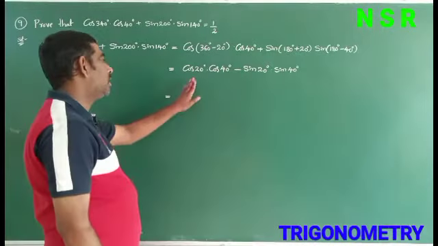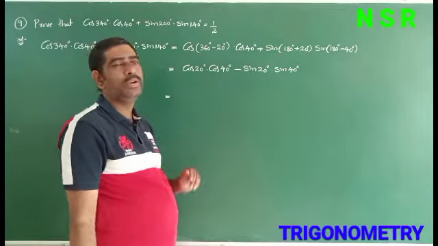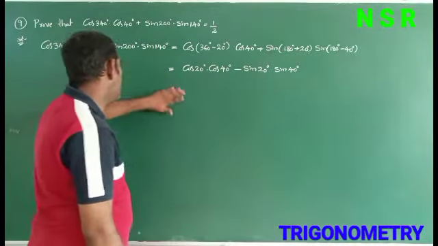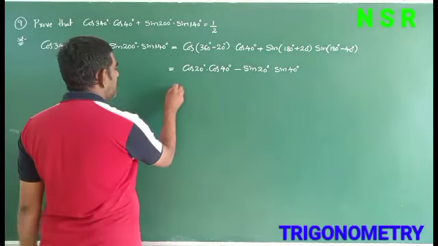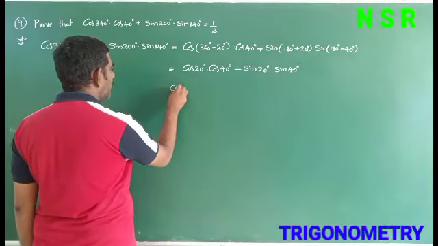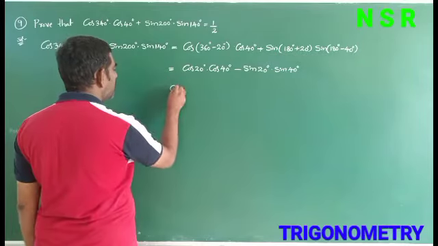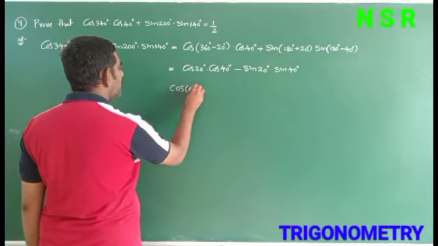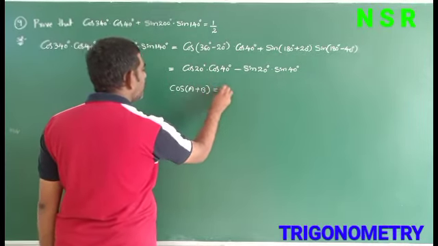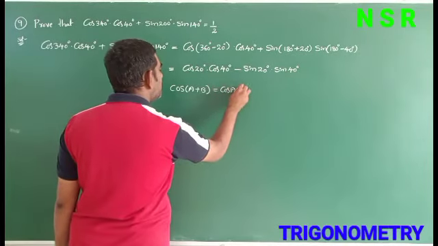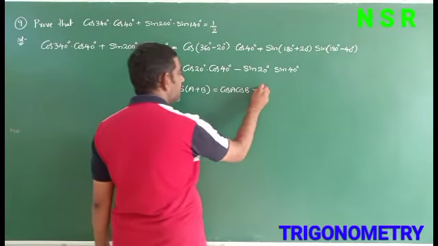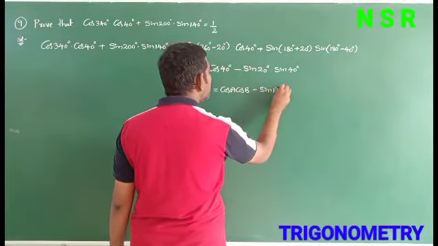So we get cos 20 cos 40 minus sin 20 sin 40, which is in the form of the cos(A plus B) formula. Cos(A plus B) equals cos A cos B minus sin A sin B.